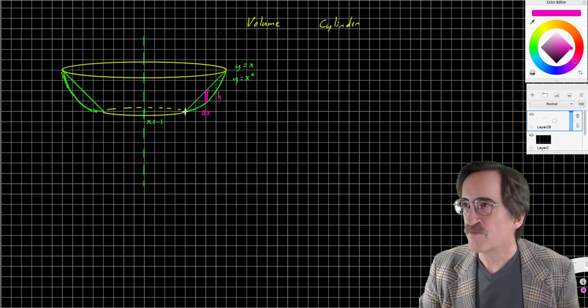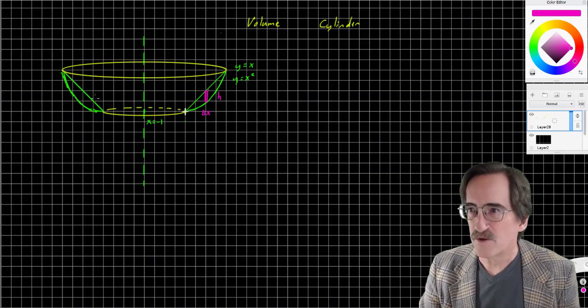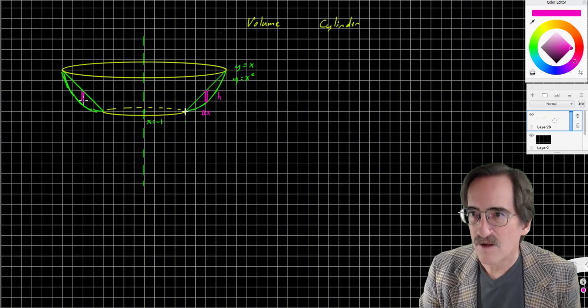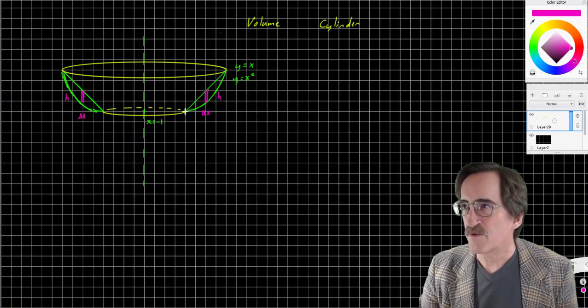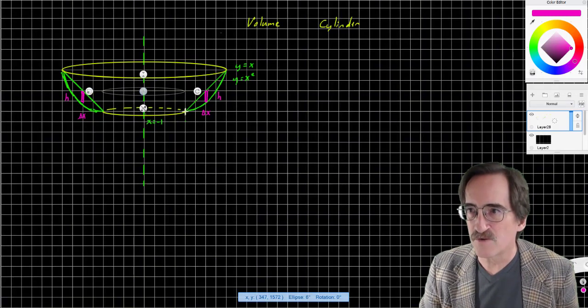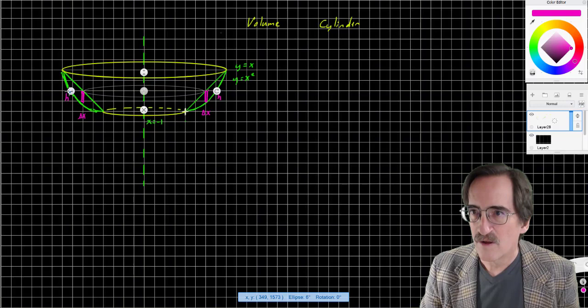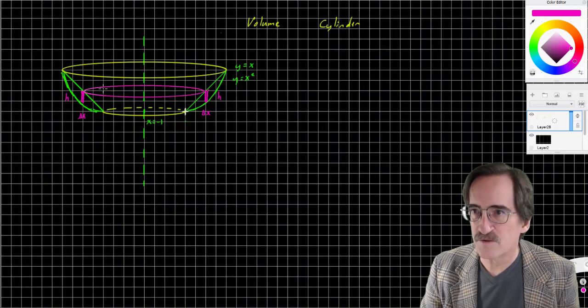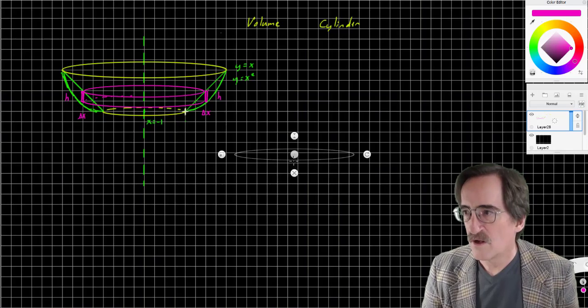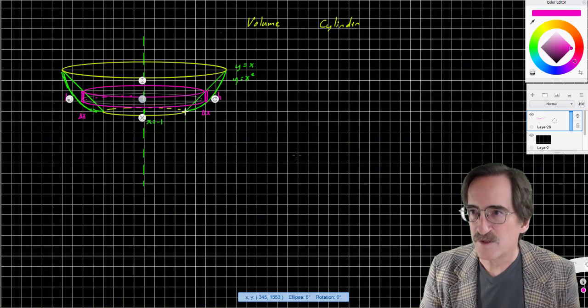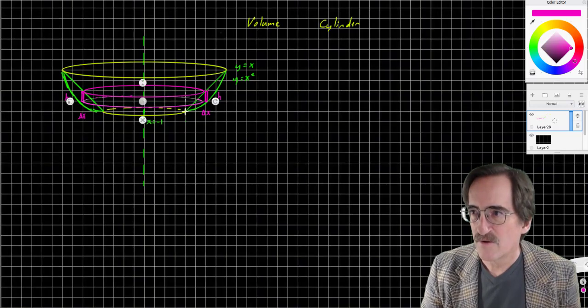That would form this rectangle over here, which is also delta x wide and h tall, and it would form this hollow cylinder. Here's the inner circle. There's the inner circle as well. That part would be solid.